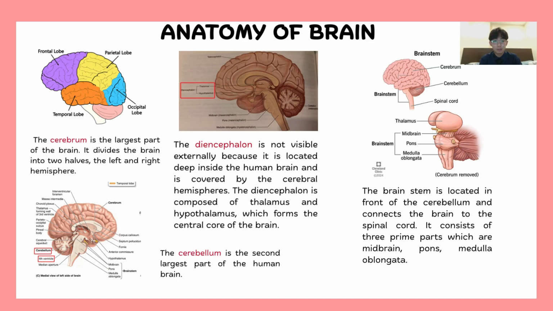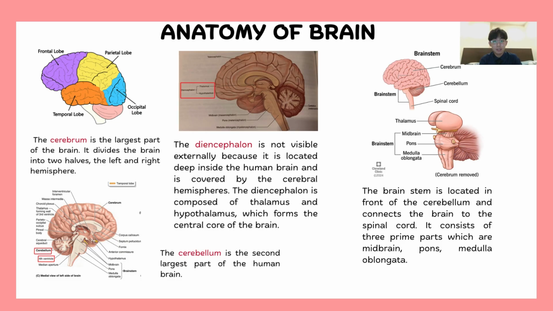First is the cerebrum. The cerebrum is the largest part of the human brain. It is divided into two halves, the left and right hemispheres. The two hemispheres are divided by a deep sulcus called the interhemispheric fissure or medial longitudinal fissure. There are four lobes in the brain. First is the frontal lobe, which is the largest of the four main lobes in the brain. It is located in the most anterior part of the brain.